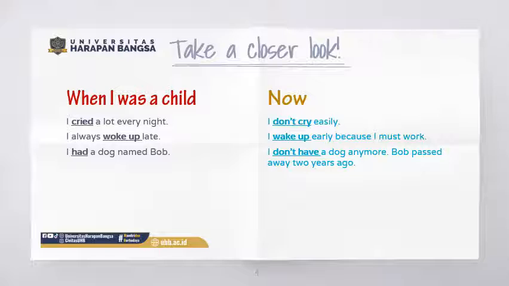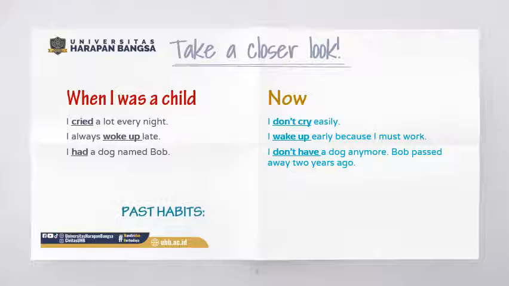But what about now? What about in the present? Let's see the sentences. Now I don't cry easily. I wake up early because I must work. I don't have a dog anymore. Bob passed away 2 years ago. So you can see the differences between the activities that you did in the past and the activities you do now. So from these sentences, we can make sentences talking about your past habits using used to.